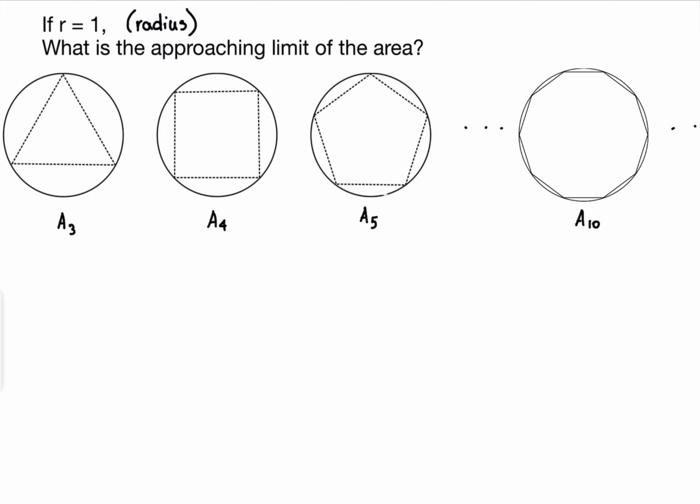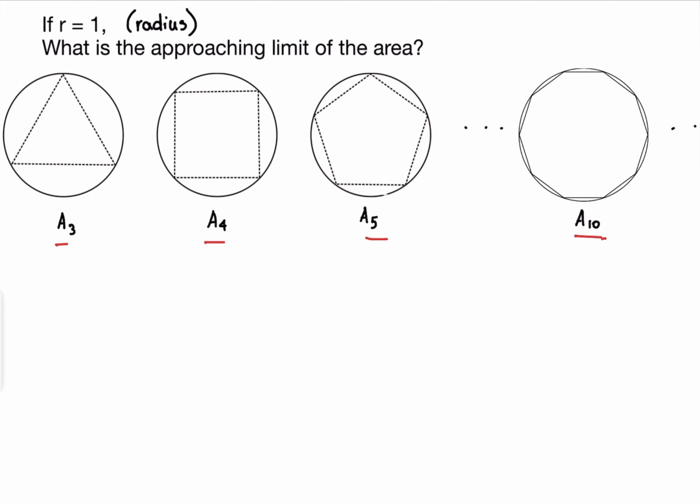So what we have here is some circles labeled A1, A3, A4, A5, A6, and A10. If you notice, A3 is the circle with the triangle in it, and the triangle has 3 sides. A4 is the circle with the square in it, and the same for A5 and A10. So what we're doing is approximating the area of the circle using these different shapes.